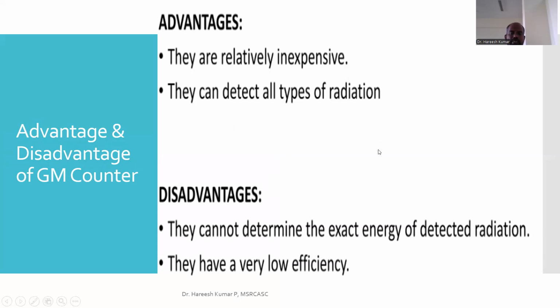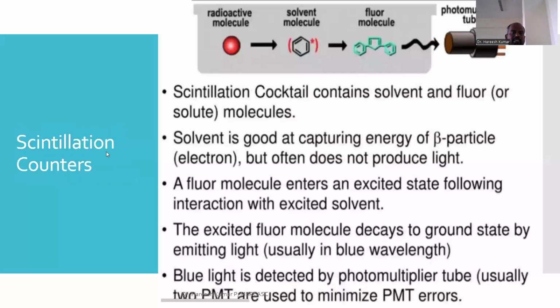And another instrument, another method is the scintillation counter. In the scintillation counter, a solvent is used, a fluor is used, and the radioactive element. A radioactive element is in a scintillation counter. Radioactive element is there, solvent is there, and then fluor is there. Then a radioactive element emits radiation. That radiation is taken by the solvent.